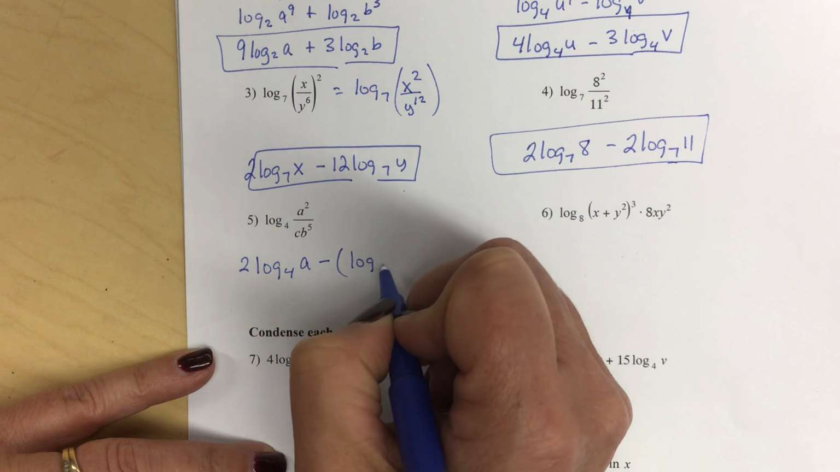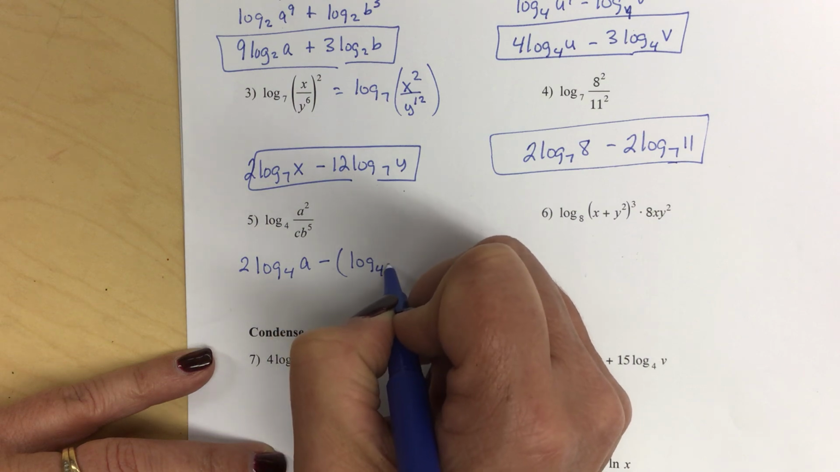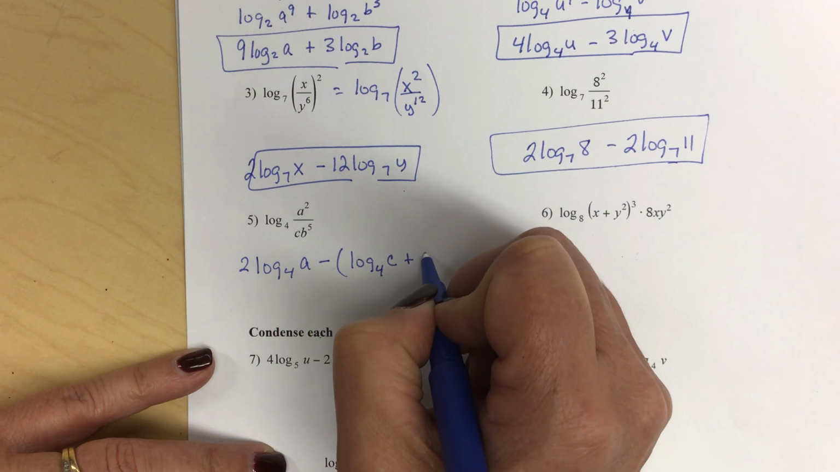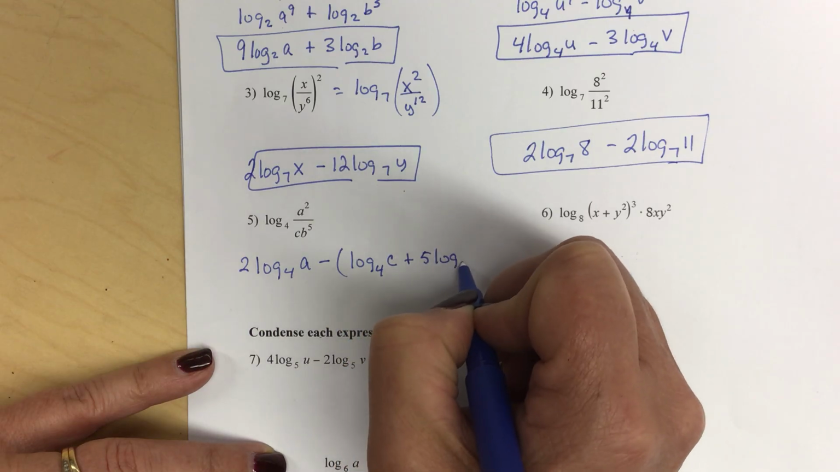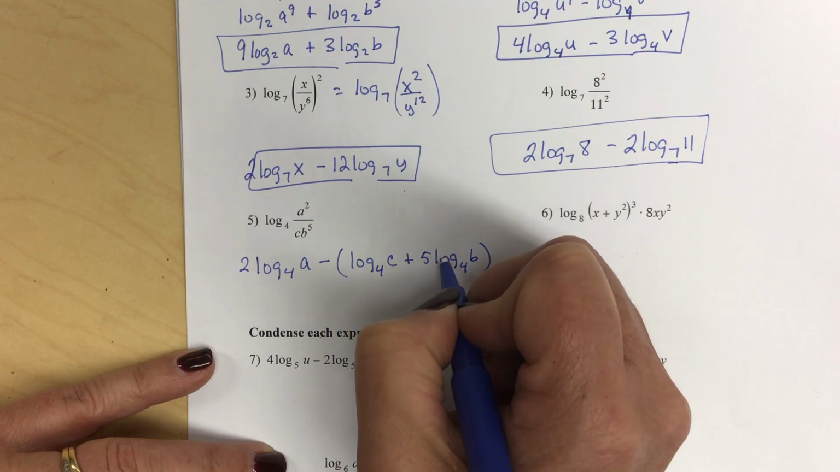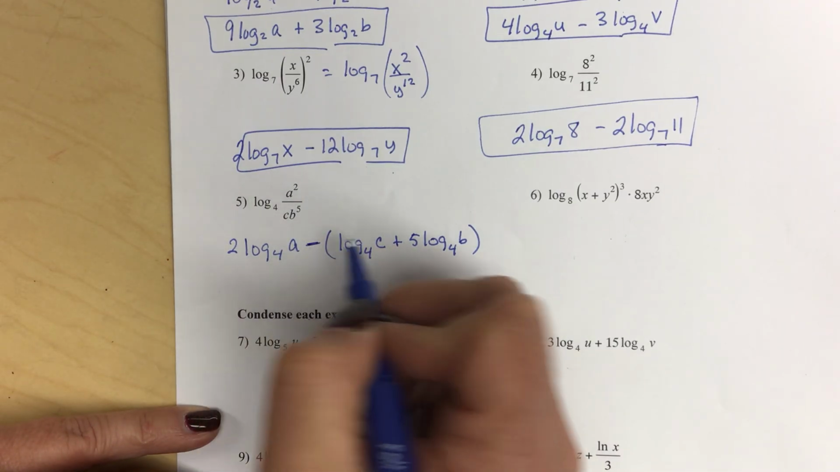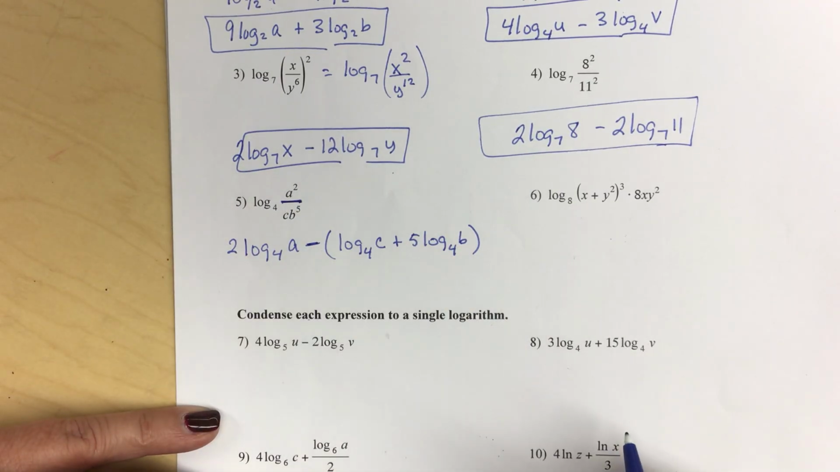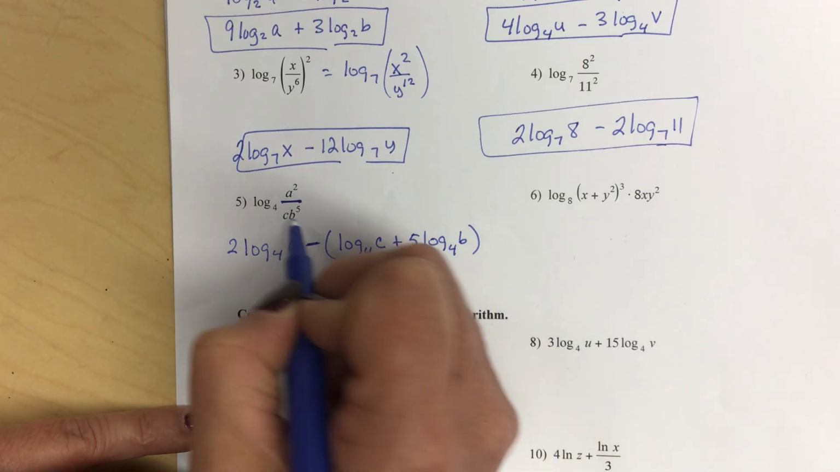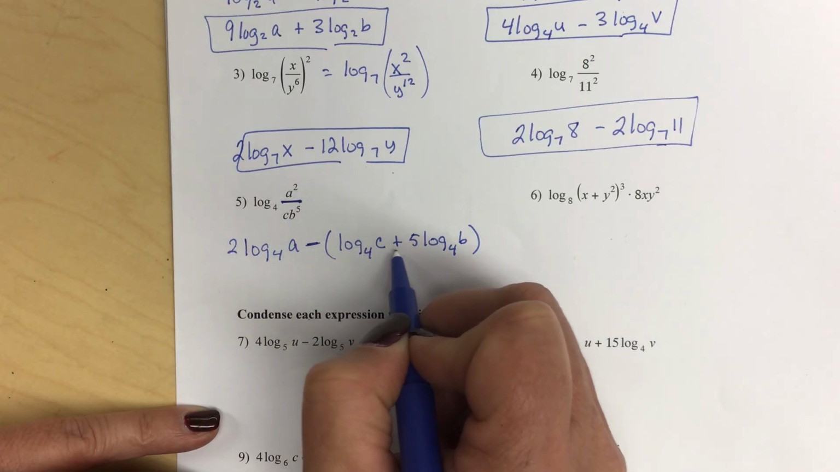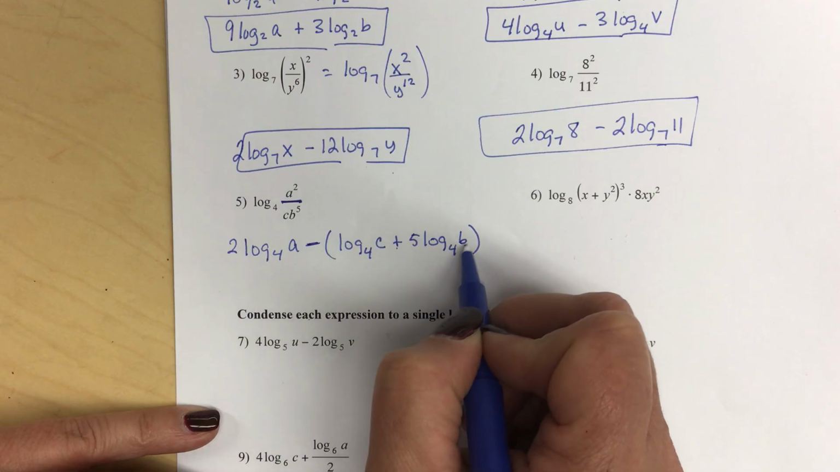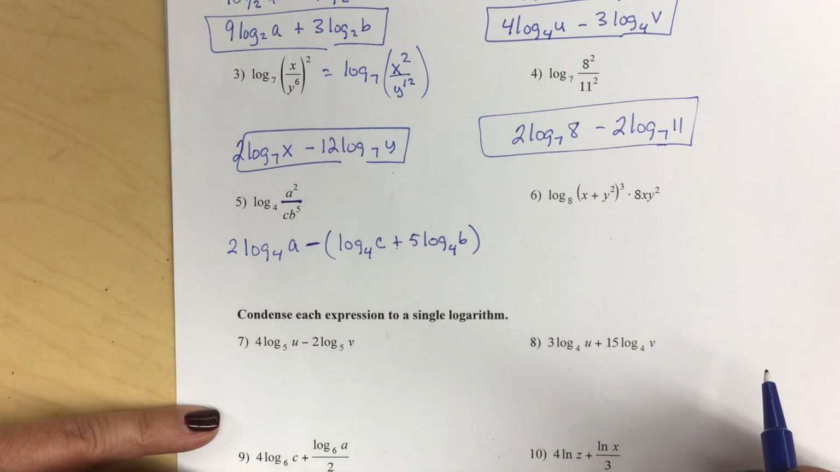This is log base 4 of c plus 5 log base 4 of b, because I have a subtraction between that division. And then this is a multiply, so I have log of c plus log base 4 of b to the 5th, and then the 5 comes out in front.